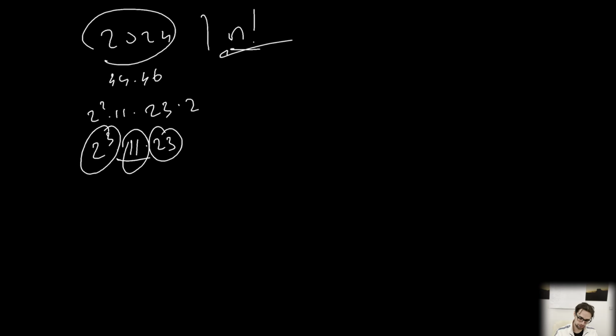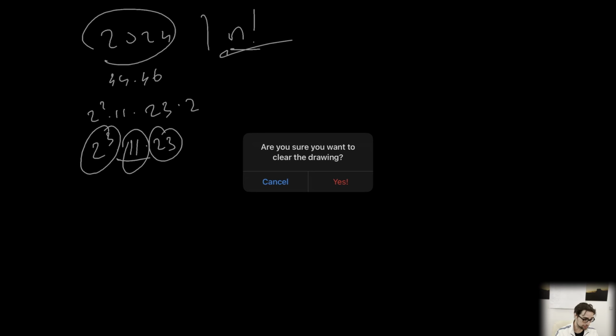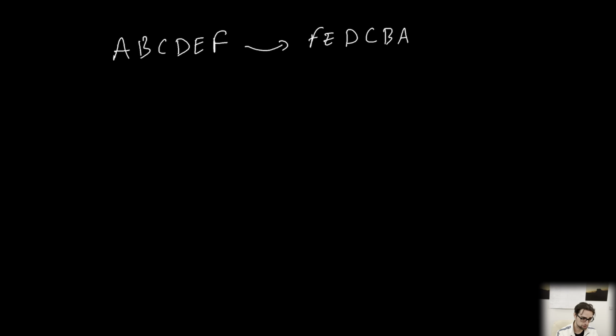Let's continue onwards. Now, problem number 6. This is interesting. So you have A, B, C, D, E, F, and you need to change this to the string F, E, D, C, B, A by doing just successive swaps of adjacent letters. This is cool. So, okay, there are 2 ways to think about this. One is, what does your intuition tell you?